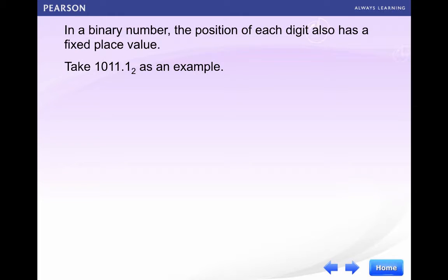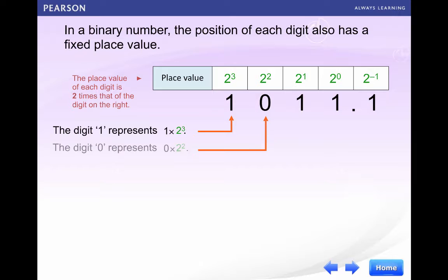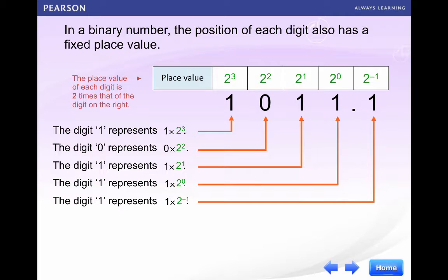So we look at this value, 1011.1 base 2. We try to find the place values. The first one will be 2 to the power 3. So this digit 1 means 1 times 2 to the power 3. Next one, 0, means 0 times 2 to the power 2. The third one, 1 here, means 1 times 2 to the power 1. So on and so on.